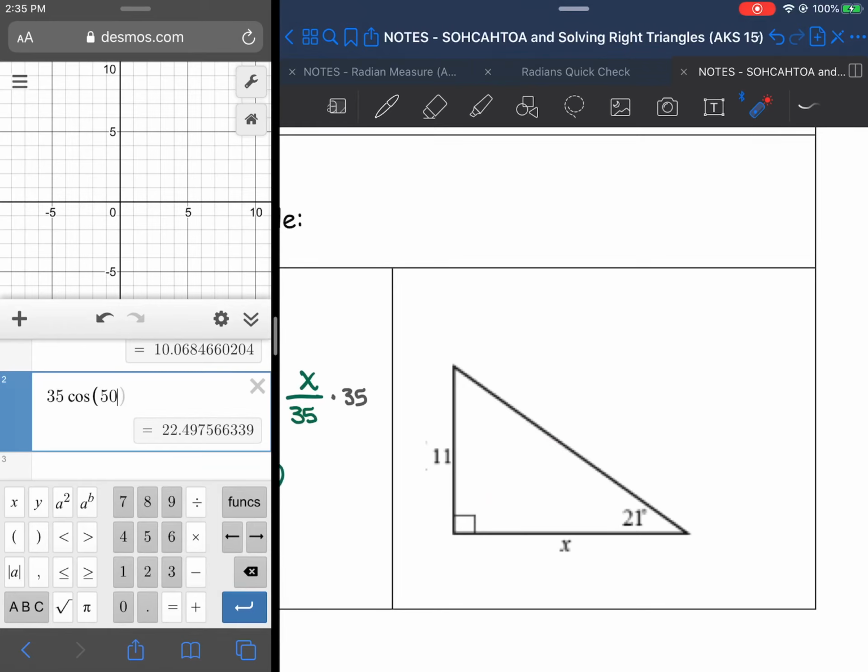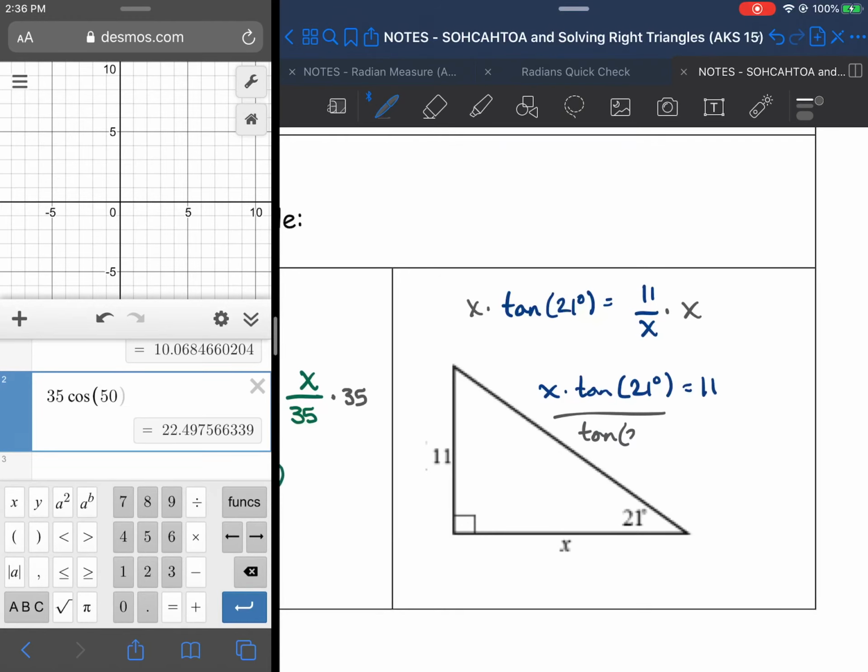So if we look at the tangent, it allows us to use the opposite and the adjacent legs. So we're going to say that the tangent of 21 degrees is equal to 11 divided by x. To simplify, we can multiply both sides by x, and notice that we will get x times the tangent of 21 degrees is equal to 11. And to solve for x, we can now divide both sides by the tangent of 21 degrees.